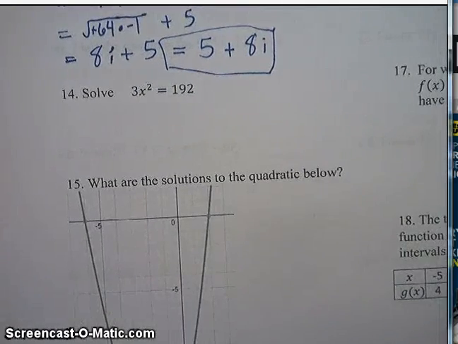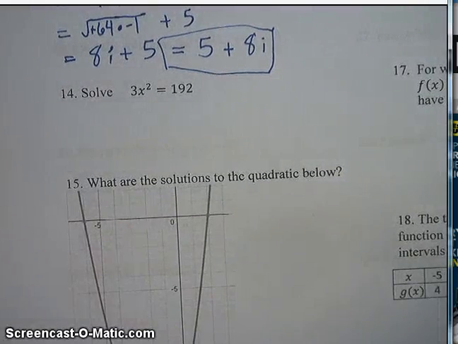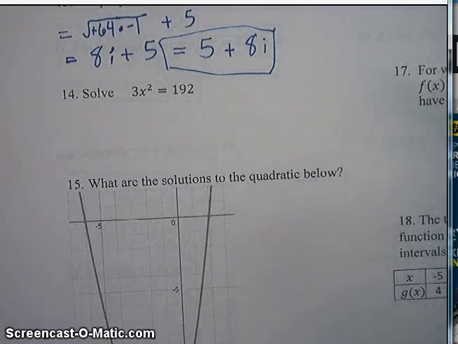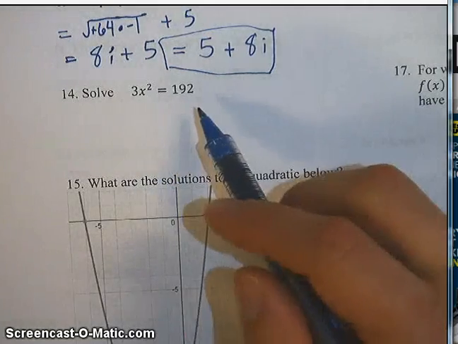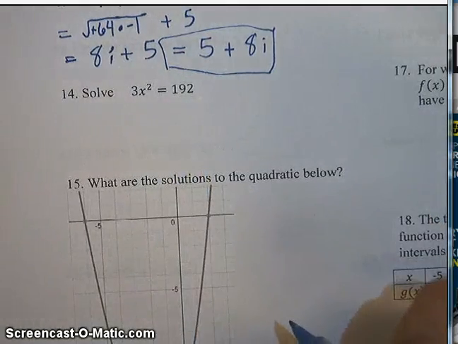Solve 3x squared equals 192. Now, one method of solving that we haven't talked about, we talked about graphing, we talked about factoring, we talked about the quadratic formula. There's another method, and sometimes that's easier to do. Problems like this, just go ahead and solve by using square roots.